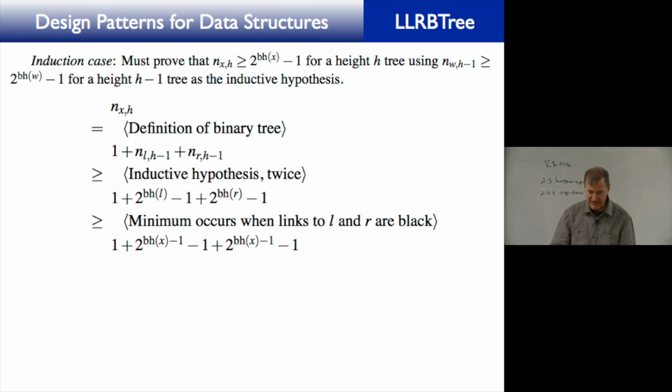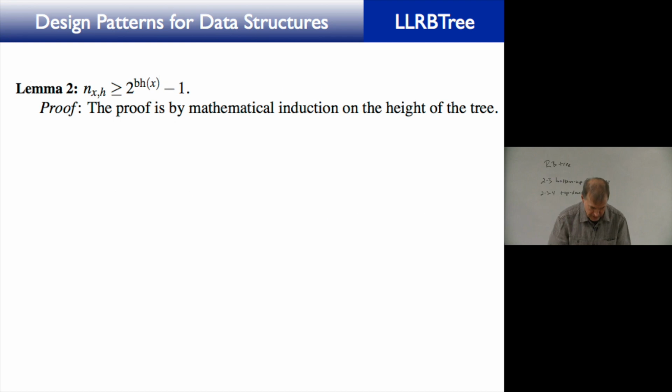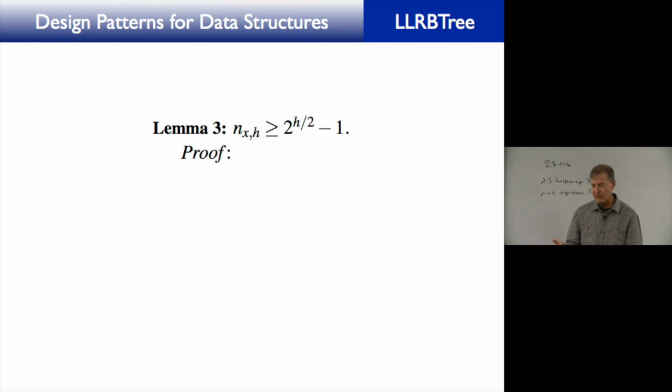And so at the end of class last time, we got all the way down to the end of this induction case. Basically, we proved the lemma: n(x, h) is greater than or equal to 2 to the bh of x minus 1 (the black height of x). And that's the key to the proof. So all those steps are important. Now the rest is trivial. We have one more lemma, and then our final result.